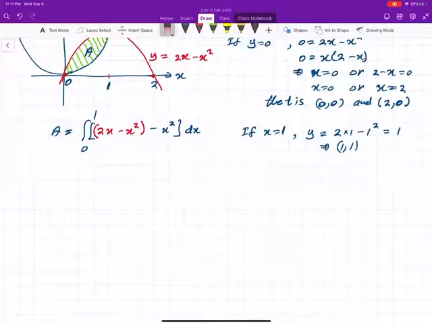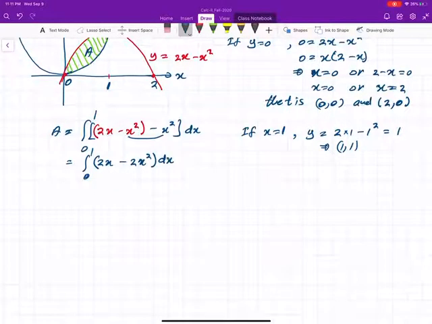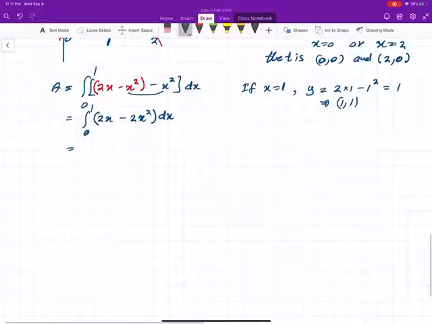Alright, so you got the formula. Now it is just simple integration. Let me simplify this further. It is integration from 0 to 1. I write 2x minus x squared minus x squared, then it is 2x minus 2x squared. Okay. Now what do I do? I just use the rules of integration. I have two functions. I integrate each function separately.